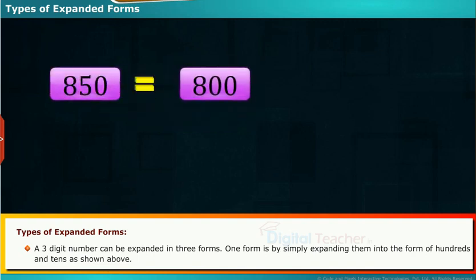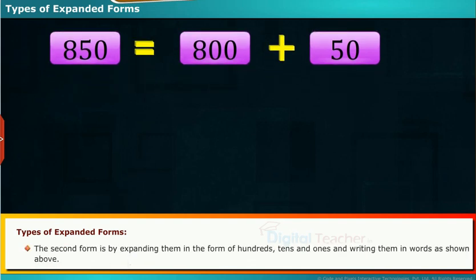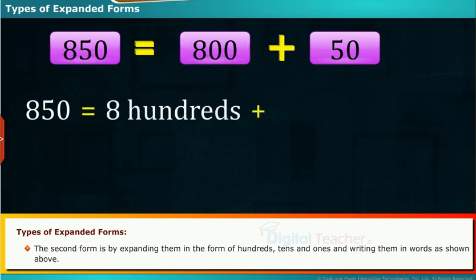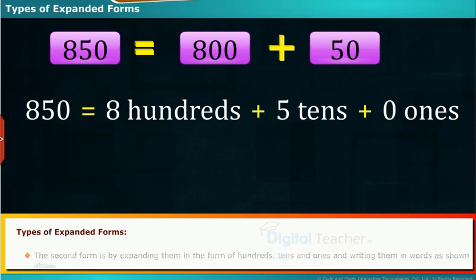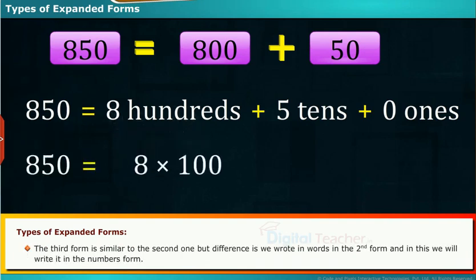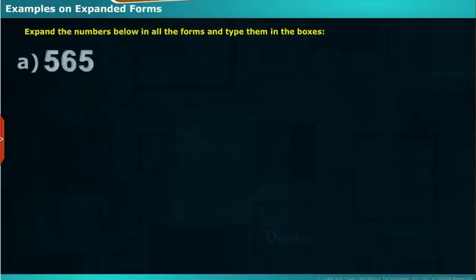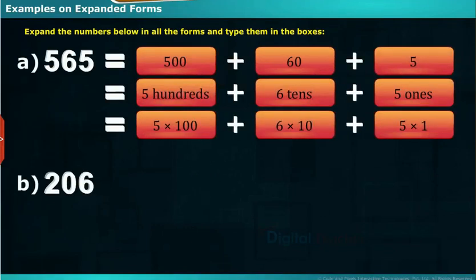One form is by simply expanding them into the form of hundreds and tens as shown above. The second form is by expanding them in the form of hundreds, tens and ones and writing them in words as shown above. The third form is similar to the second one, but the difference is we wrote in words in the second form and in this we will write it in the numbers form. Let us see some examples on expanded forms.